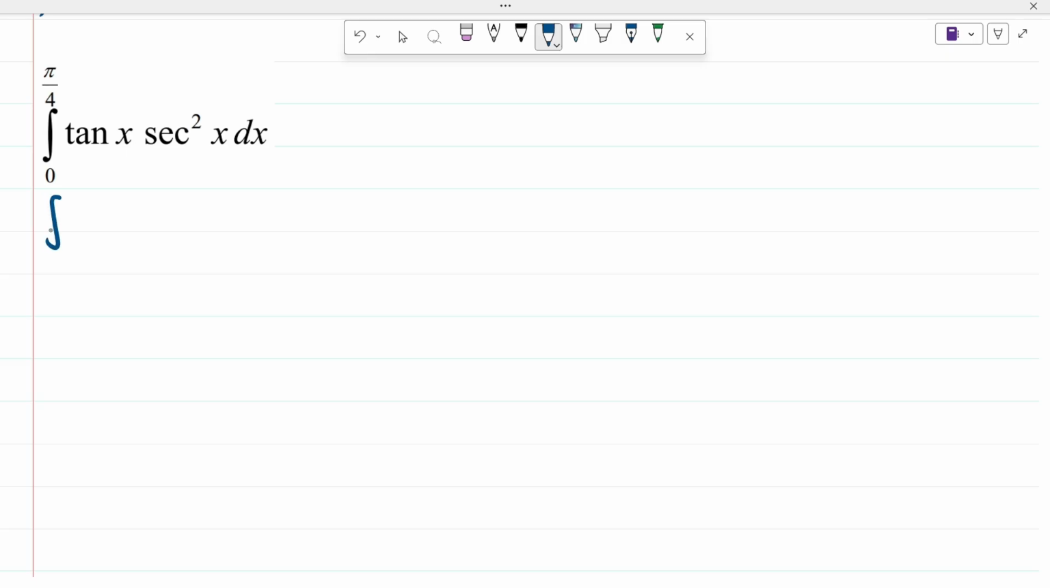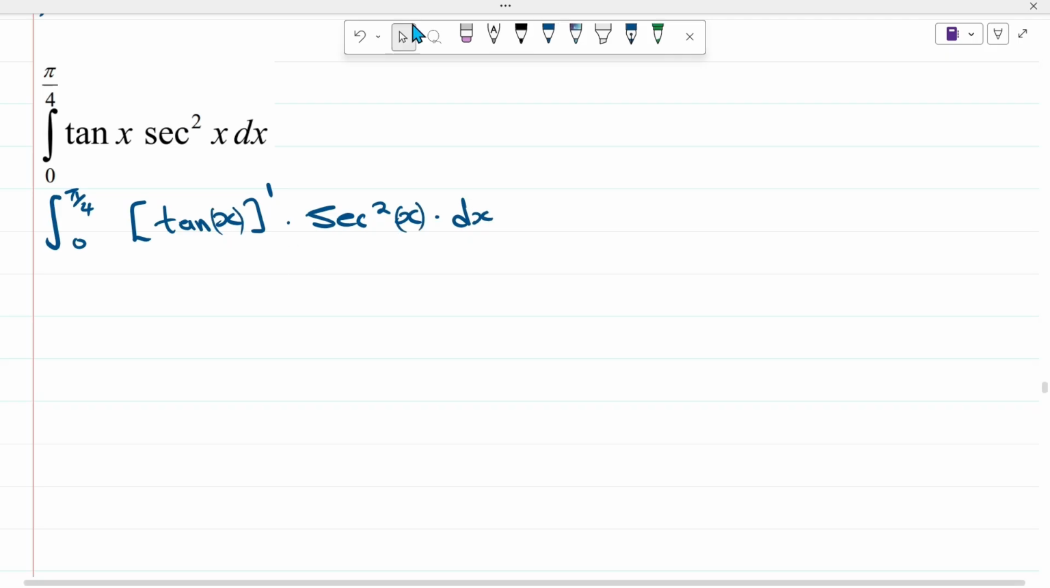I can rewrite this nicely to show it in this format, and say this is my tan of x to the power of 1 multiplied by sec squared of x dx, just like that. So we can say that tan x, if we let it be our f of x, then its derivative is sec squared x. So from here we can use the general power rule because we already have the function and its derivative.